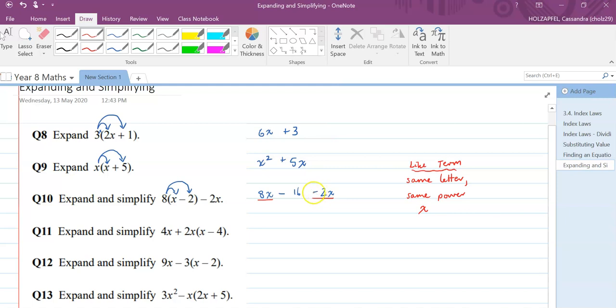I always call this the little baby. So this is my parent, and this is my little baby. So we've got to make sure we take that with us when we move him to join up with his other family members. So 8x minus 2x is going to become 6x. And then we're left with our minus 16. And we can't do anything further with this because these two are not like terms, because this one does not have a letter attached to it, so they're not family members.